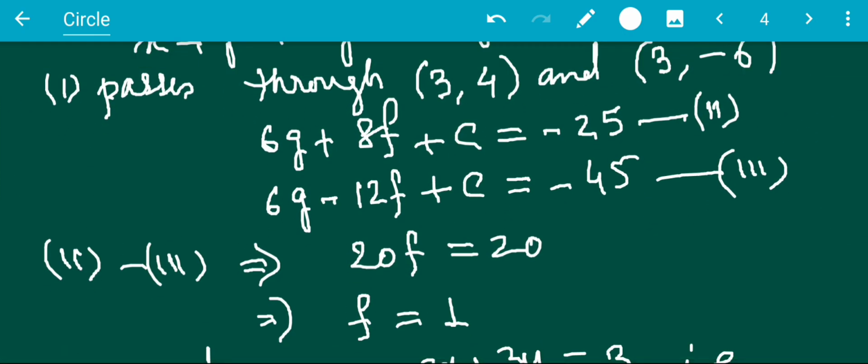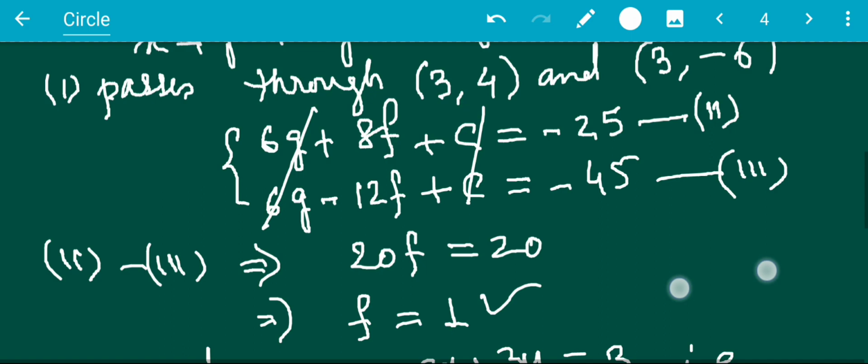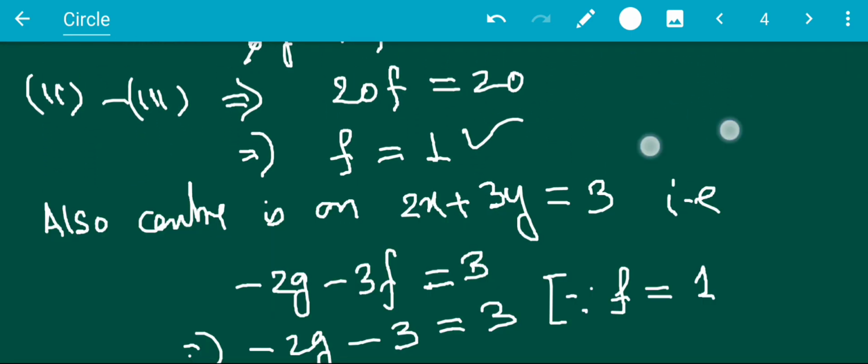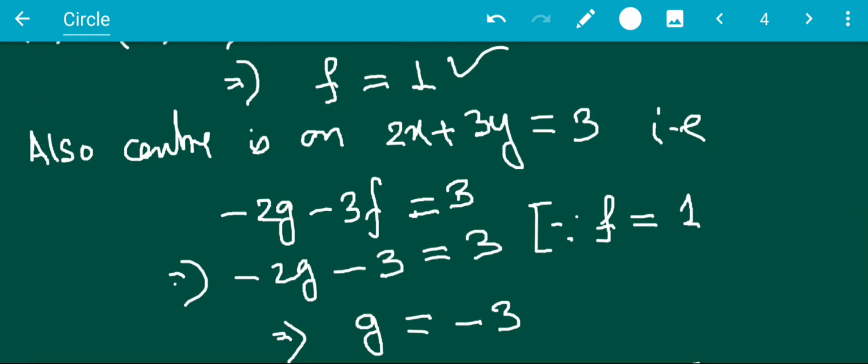Now it is interesting to see that when you subtract these two equations, g and c get cancelled out, and you are left with f only. So you can directly find the value of f. Now the value of f is 1. Another thing is that the center also lies on this line, so I can put the center on this line. So after putting the center on this line, it is minus 2g minus 3f equal to 3. We know the value of f is 1. So putting f equal to 1, we can find that g is equal to minus 3.